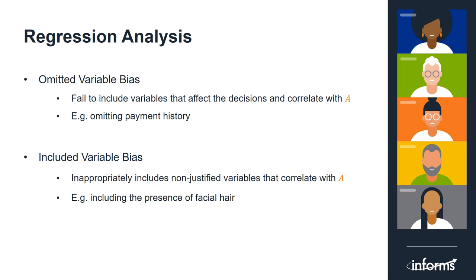Another potential problem is included variable bias. It occurs when the investigator inappropriately includes non-justified variables that may be correlated with the protected attributes into the regression. An extreme example is including the presence of facial hair in the algorithm used for hiring purposes. The presence of facial hair is highly correlated with gender and in itself should have no impact on hiring decisions. Including it in the regression would incorrectly reduce the effect of gender in the regression.